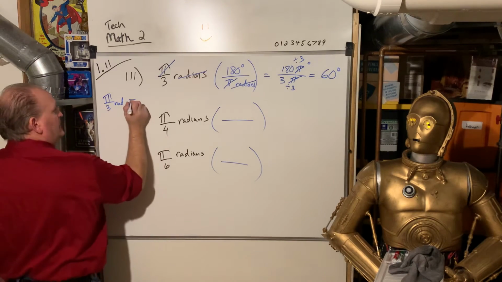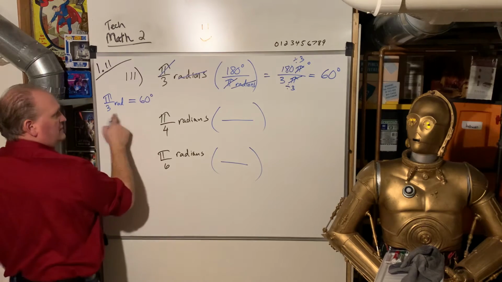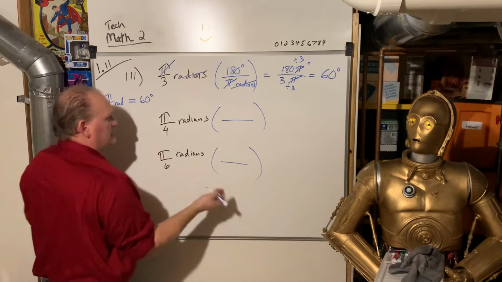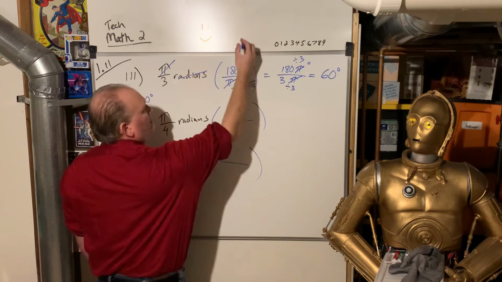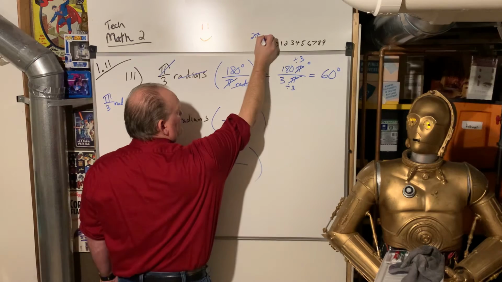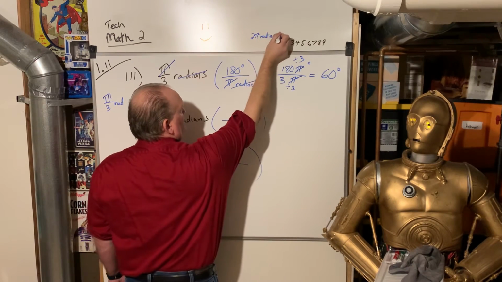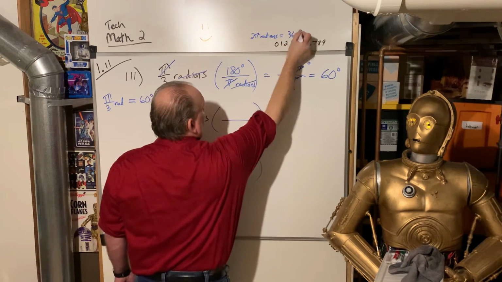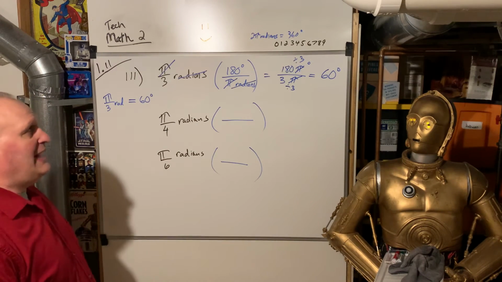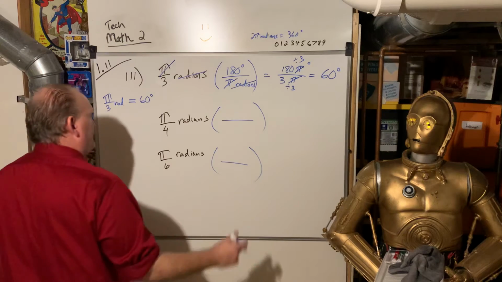And so we ended up with 60 degrees. Those are equivalent. Pi over 4 radians. So again, if I multiply, remember, where did 180 come from? It was 2 pi radians is equal to 360 degrees. So you could reduce by 2. I could divide both sides by 2, and then pi is equal to 180. So that's where that came from.